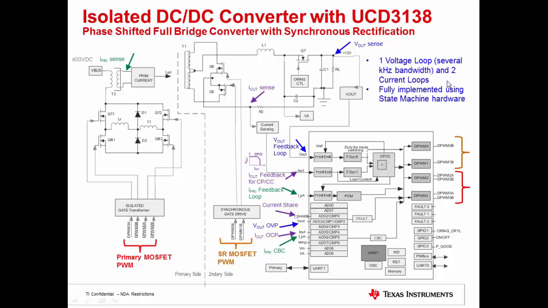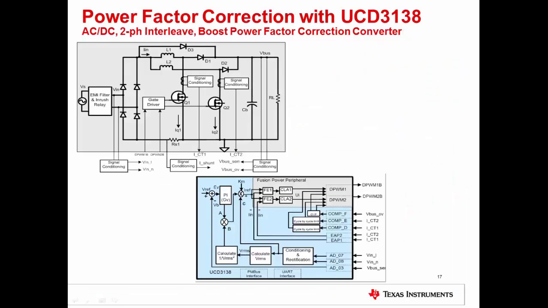In summary, this is an example where the UCD3138 controller is used to regulate one voltage loop of several kilohertz bandwidth and 2 current loops, all simultaneously using the state machine hardware. What's more, the ARM processor in the device is now available for communicating with the system microcontroller using PMBus or I2C, and for communicating with the primary side digital controller controlling the power factor correction block using UART through an isolation barrier.